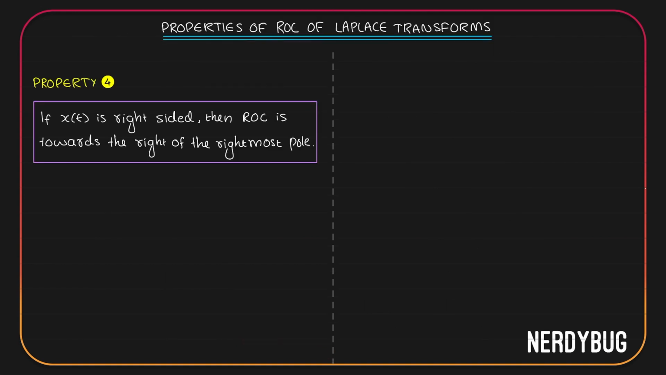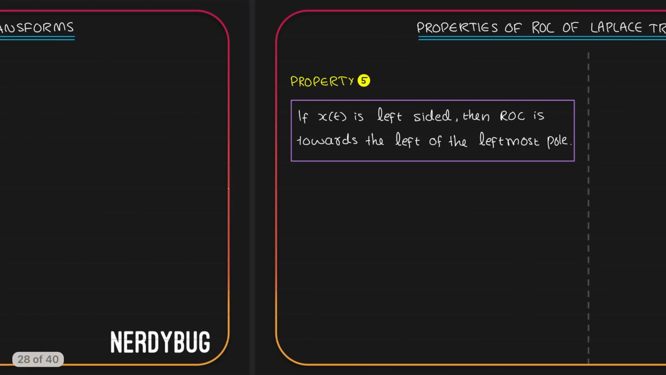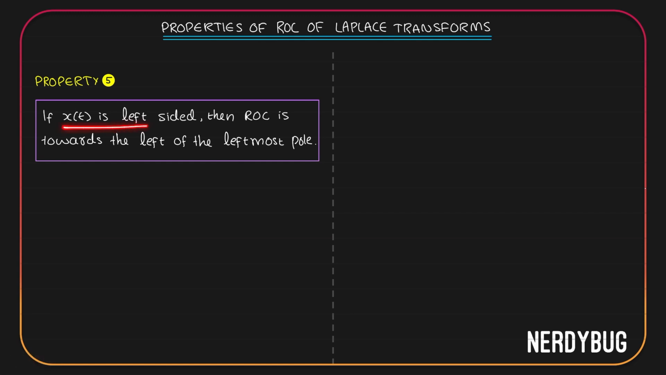Let's move on to the next property. According to it, if x(t) is right-sided, then the ROC is towards the right of the rightmost pole. A right-sided signal is a signal that looks like this. It starts at some time and extends towards the right until infinity. The next property says if x(t) is left-sided, then the ROC is towards the left of the leftmost pole. Now, a left-sided signal is one that looks like this. It starts at some time t and extends towards the left till minus infinity.